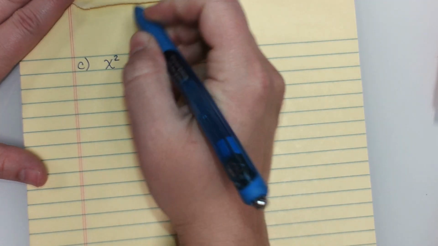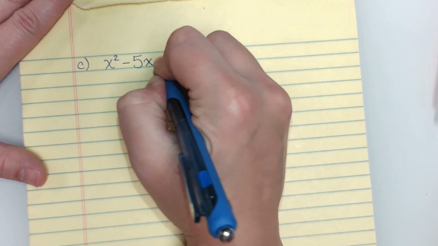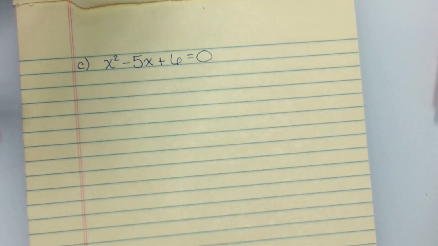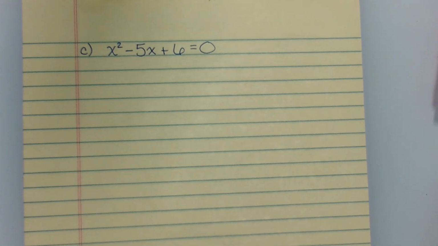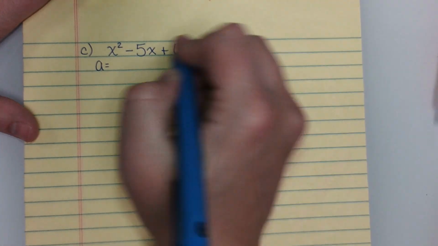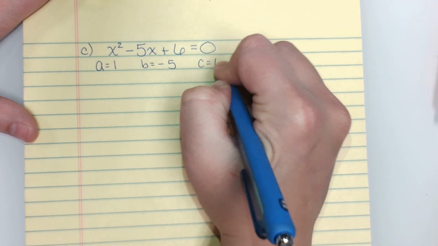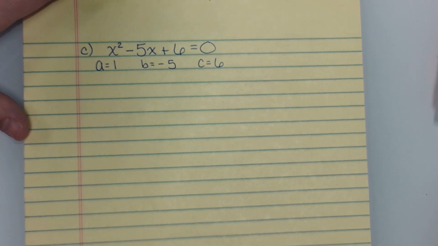Okay, our final example we're talking about today. X squared minus 5x plus 6 equals 0. First things first, get it equal to 0. That's already done. Identify your A, your B, and your C. A is 1. B is negative 5. C is 6. Plug into your quadratic formula.